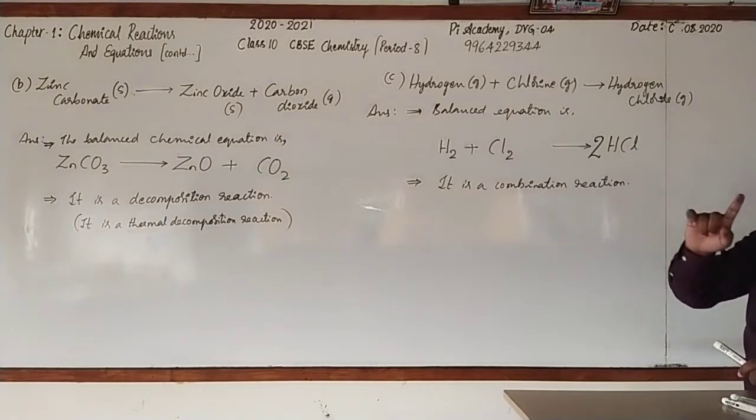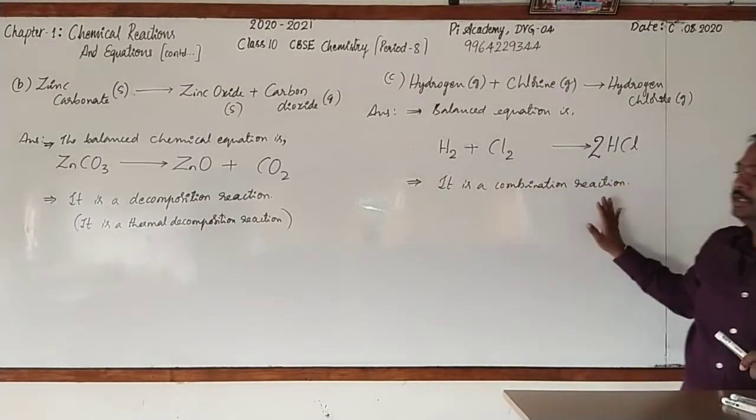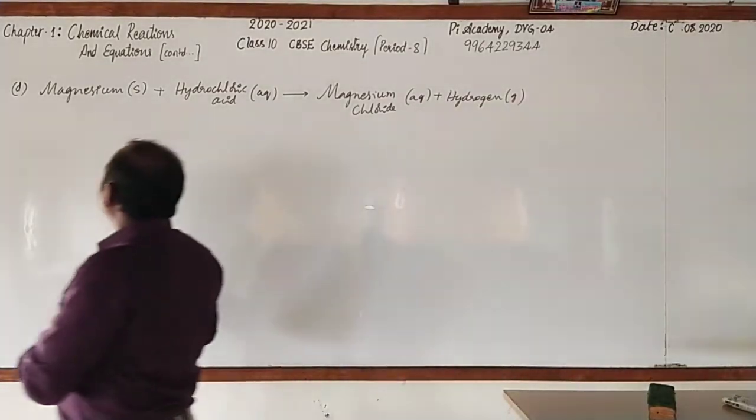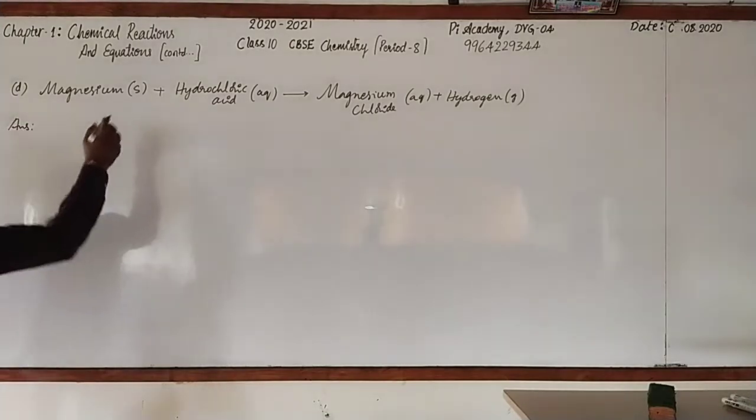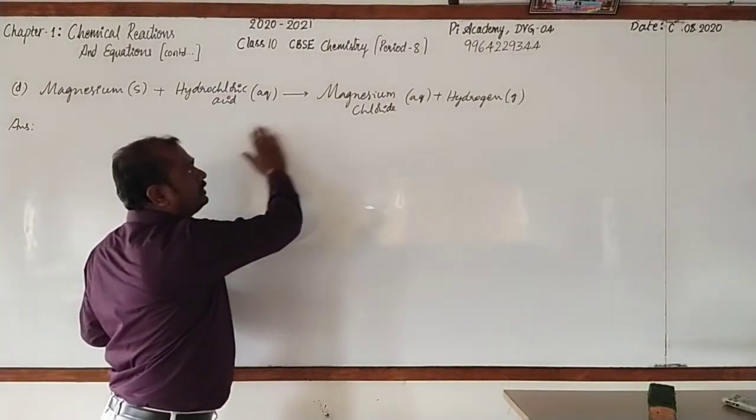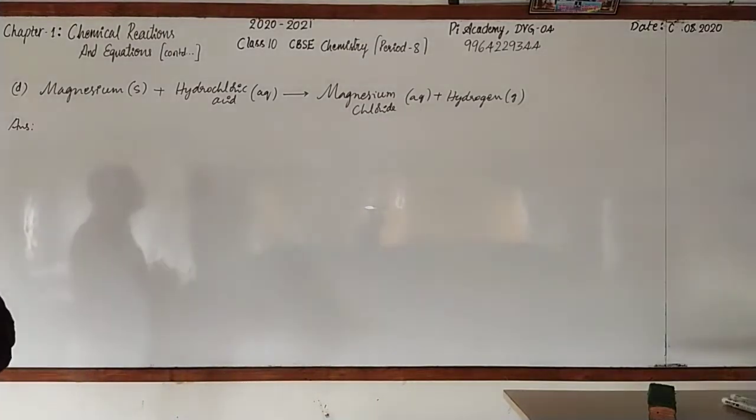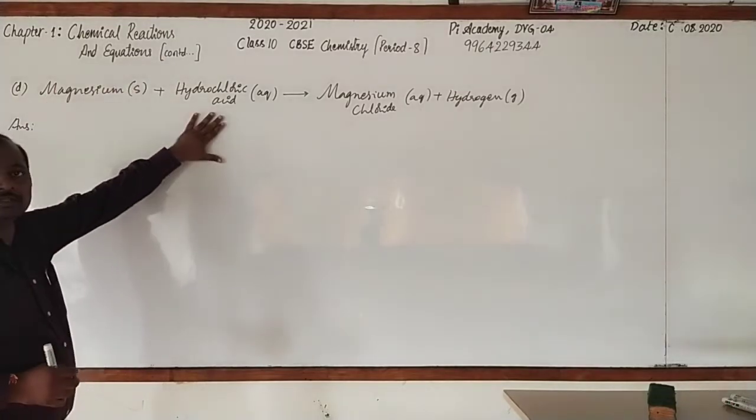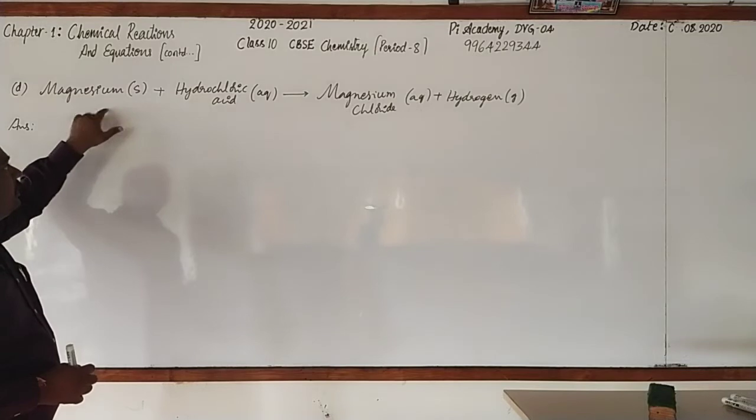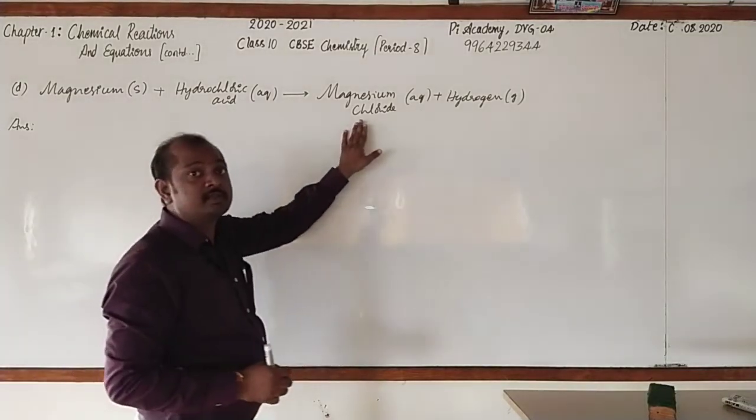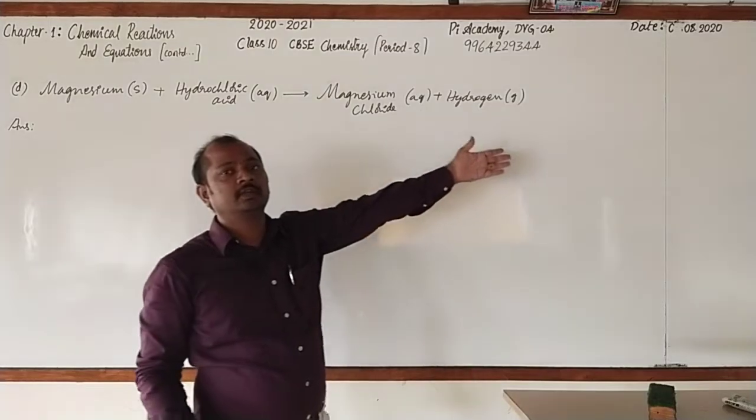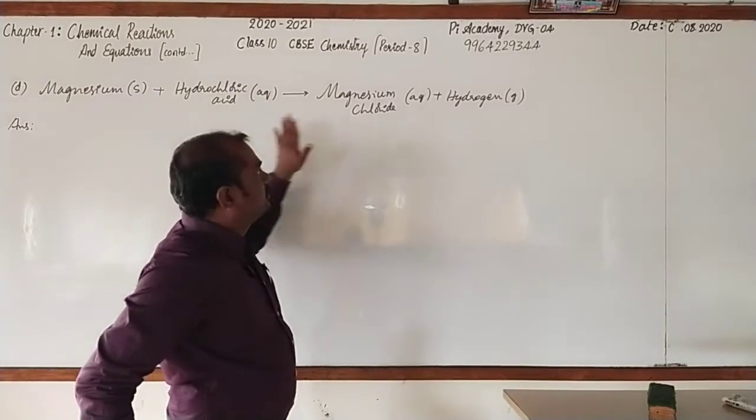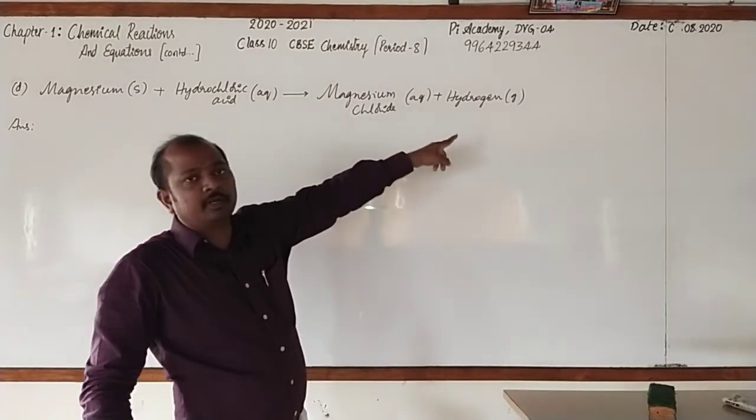After this we have one more. Please go for copying from there to here. Please go through this. Very simple, no doubt. Magnesium plus hydrochloric acid gives rise to magnesium chloride and hydrogen. Obviously, we know that magnesium is a metal and hydrochloric acid is an acid. So, metal reacts with acid to form salt with the liberation of hydrogen gas. You have learnt about this in your previous classes as well.